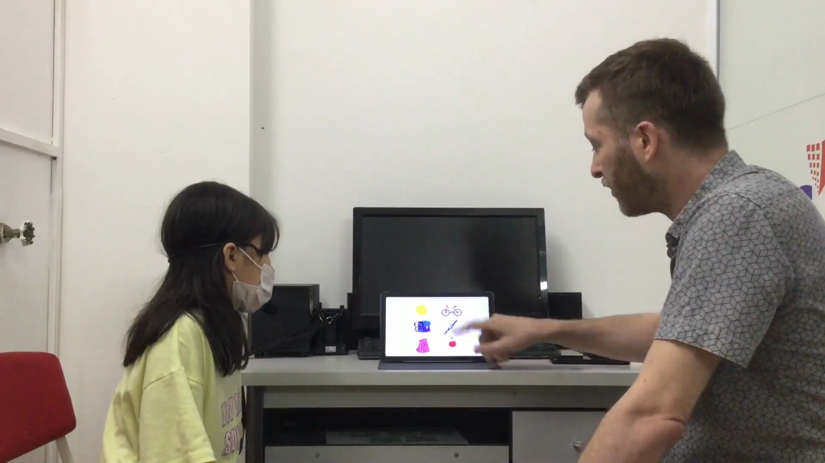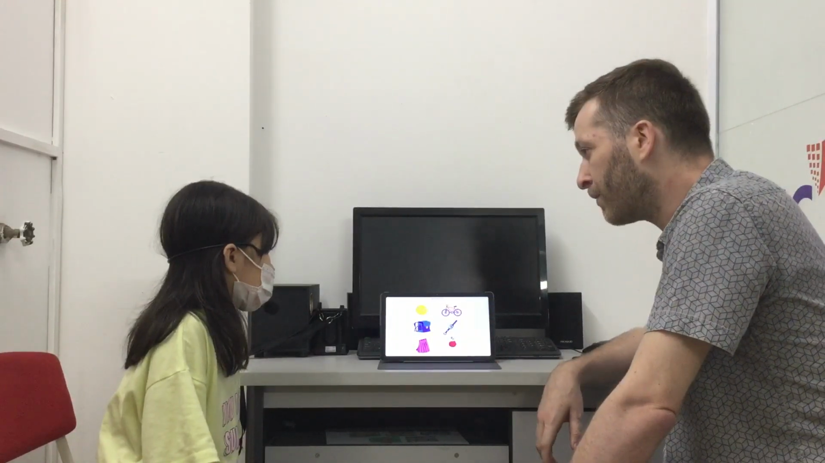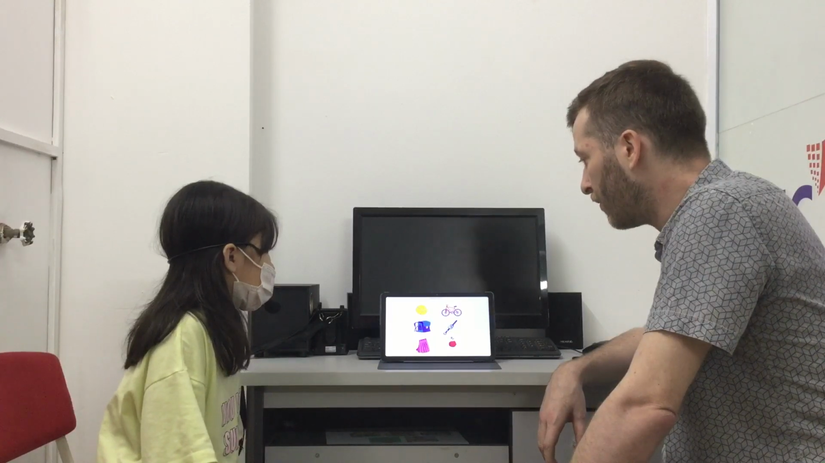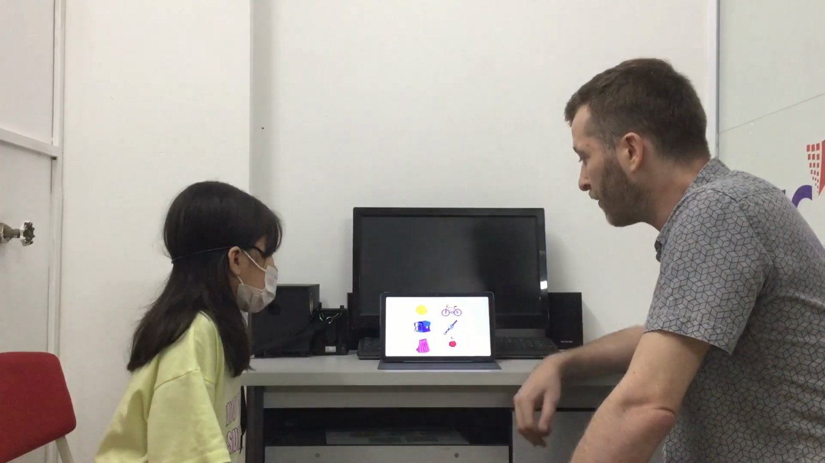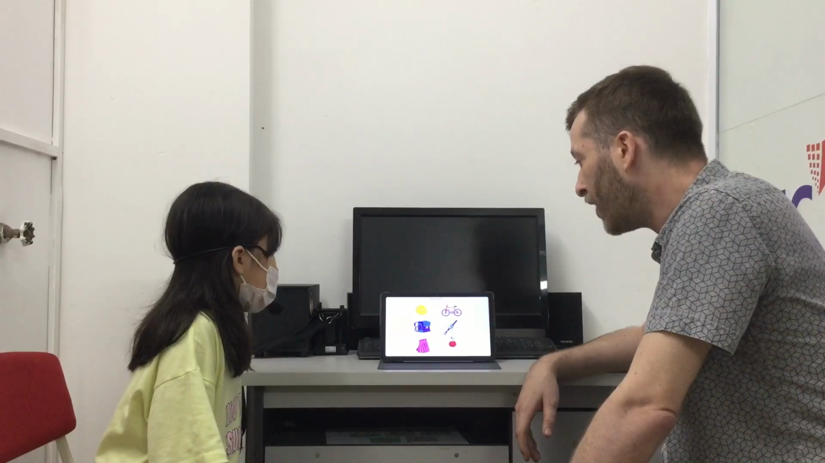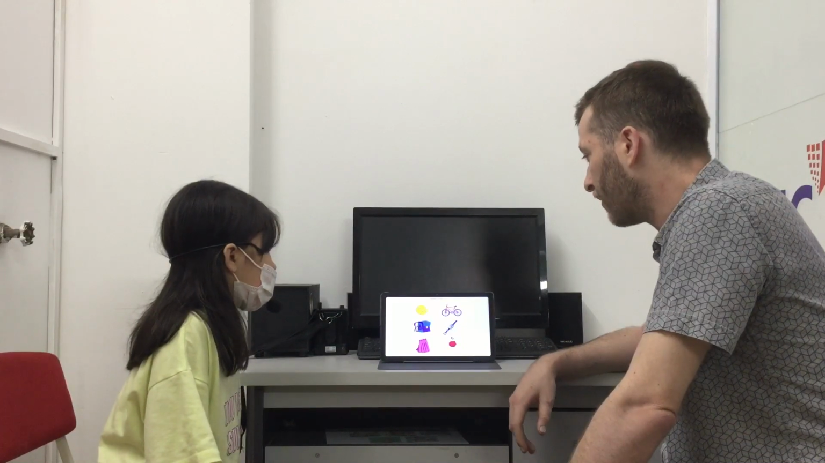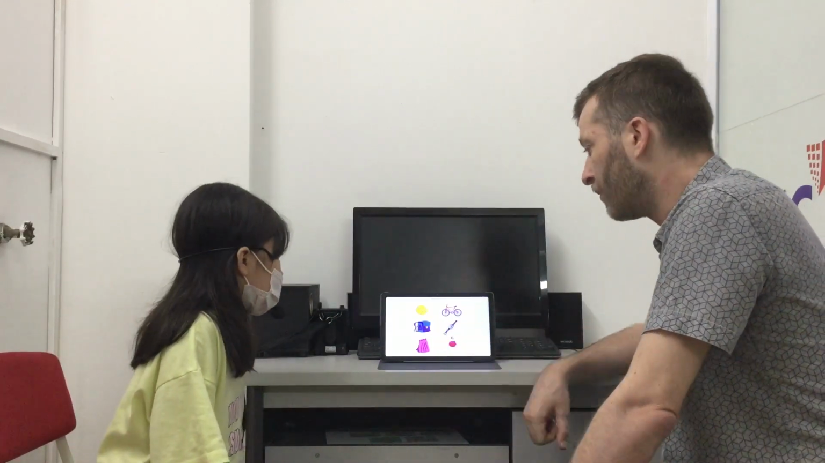Okay, now let's look at some pictures. What's this? A ball. Now, do you like playing sports? No. No? What about this? What's this? A bike. Do you like riding a bike? Yes. Where do you ride your bike? I ride a bike in my park. Excellent, very good.